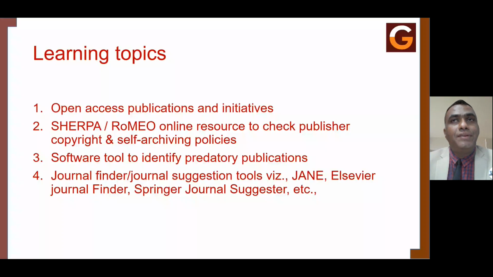A lot of times, people will claim a fancy journal name with an unimaginable impact factor. But when you critically review and analyze, such a journal may also belong to the predatory category. So we'll be understanding the various software available to identify predatory publications, and also the software available as a journal finder or journal suggester, which includes Jane, Elsevier Journal Finder, or Springer Journal Suggester.